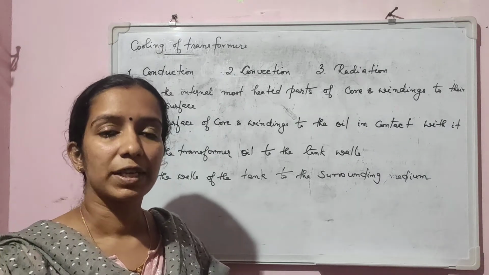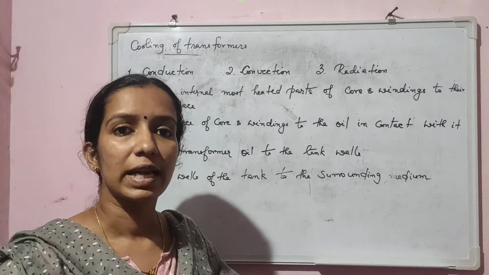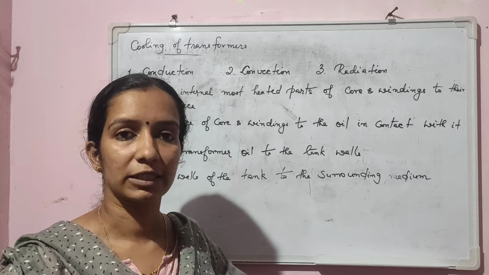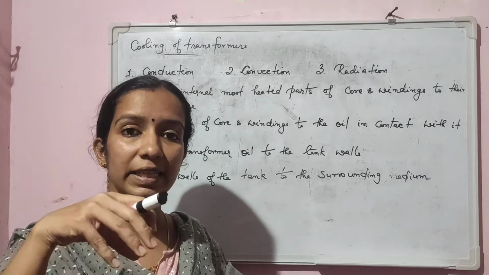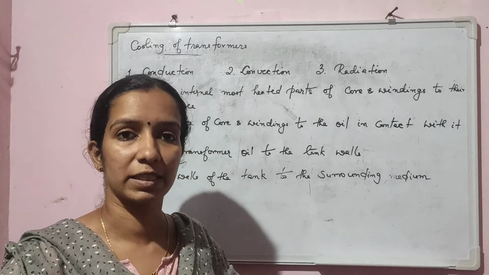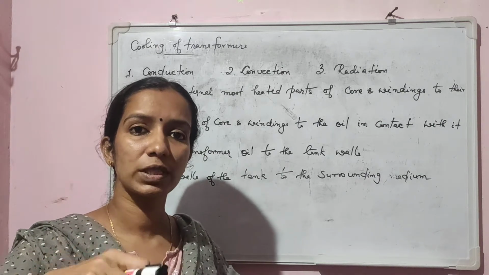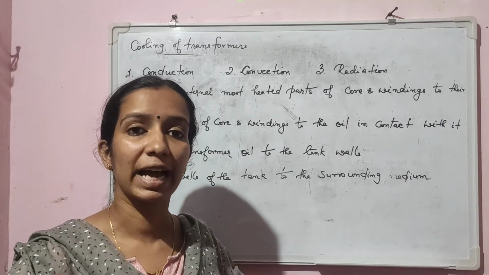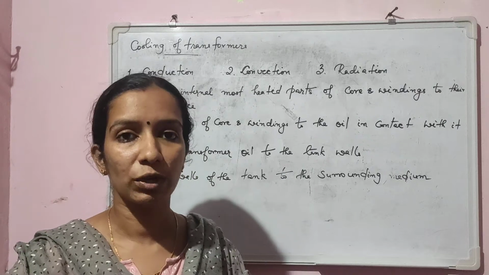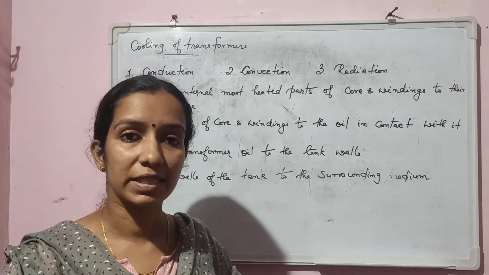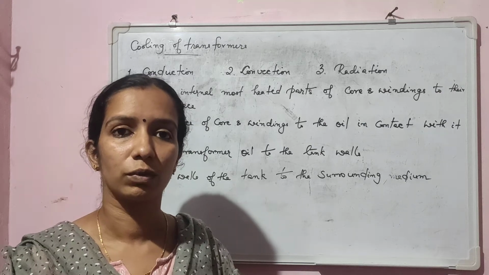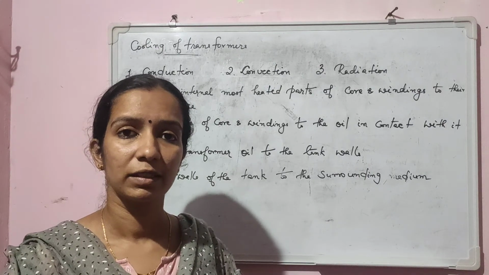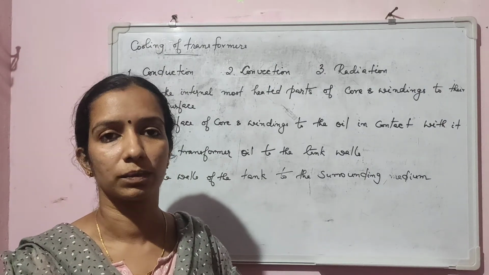So if we consider a transformer, the core loss and copper loss cause an increase in temperature of the core and the windings. Heat will be developed in the internal part of the core and windings. First of all, the innermost parts of the core and windings will be heated, and from this part, we have to dissipate this heat to the surrounding atmosphere. If we consider the path of heat flow from the innermost part of the core and windings to the surrounding atmosphere, we can divide this path into four.